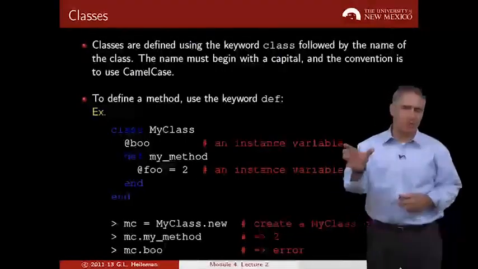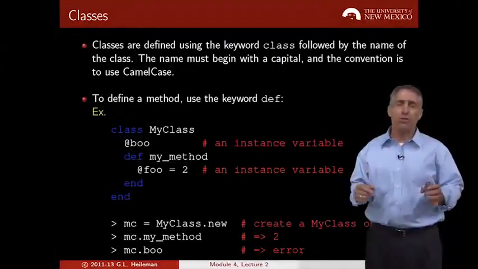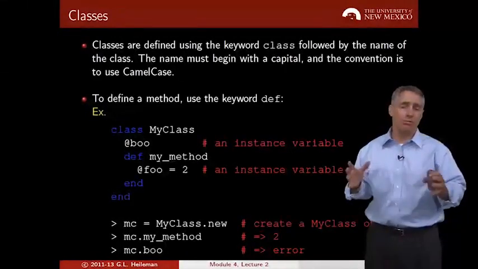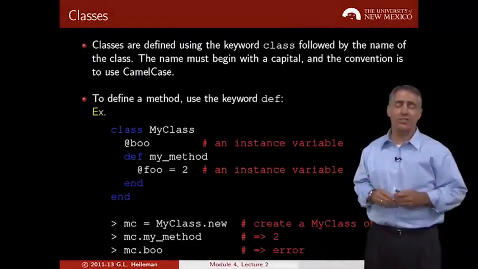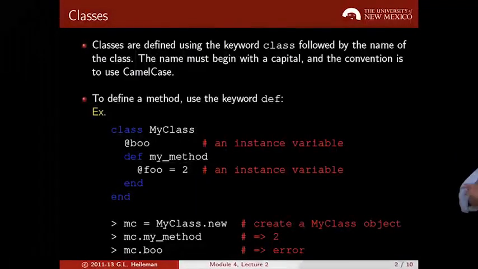So what is camel case? It just means that the words are smashed together, there's no spaces, and you provide uppercase for every word in the class name you're trying to use. So here's an example. A class called MyClass. I wrote MyClass in camel case using the keyword class.